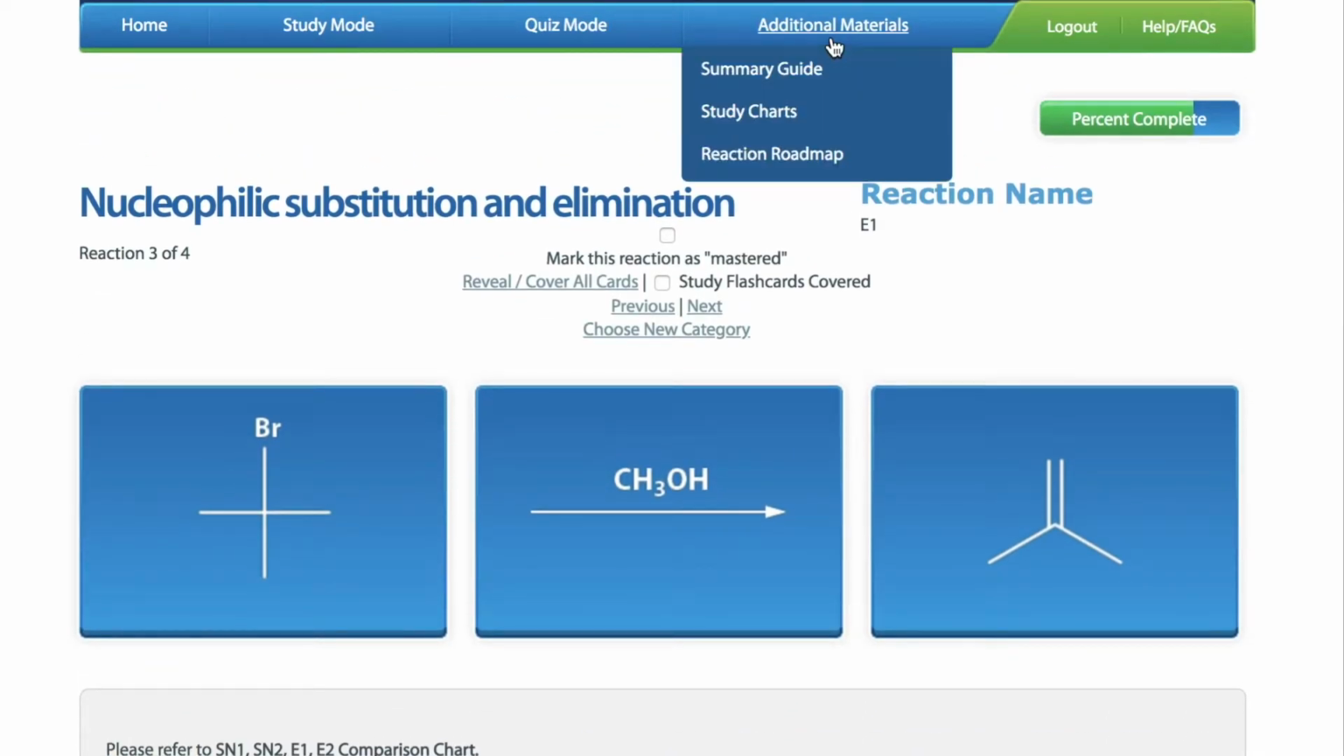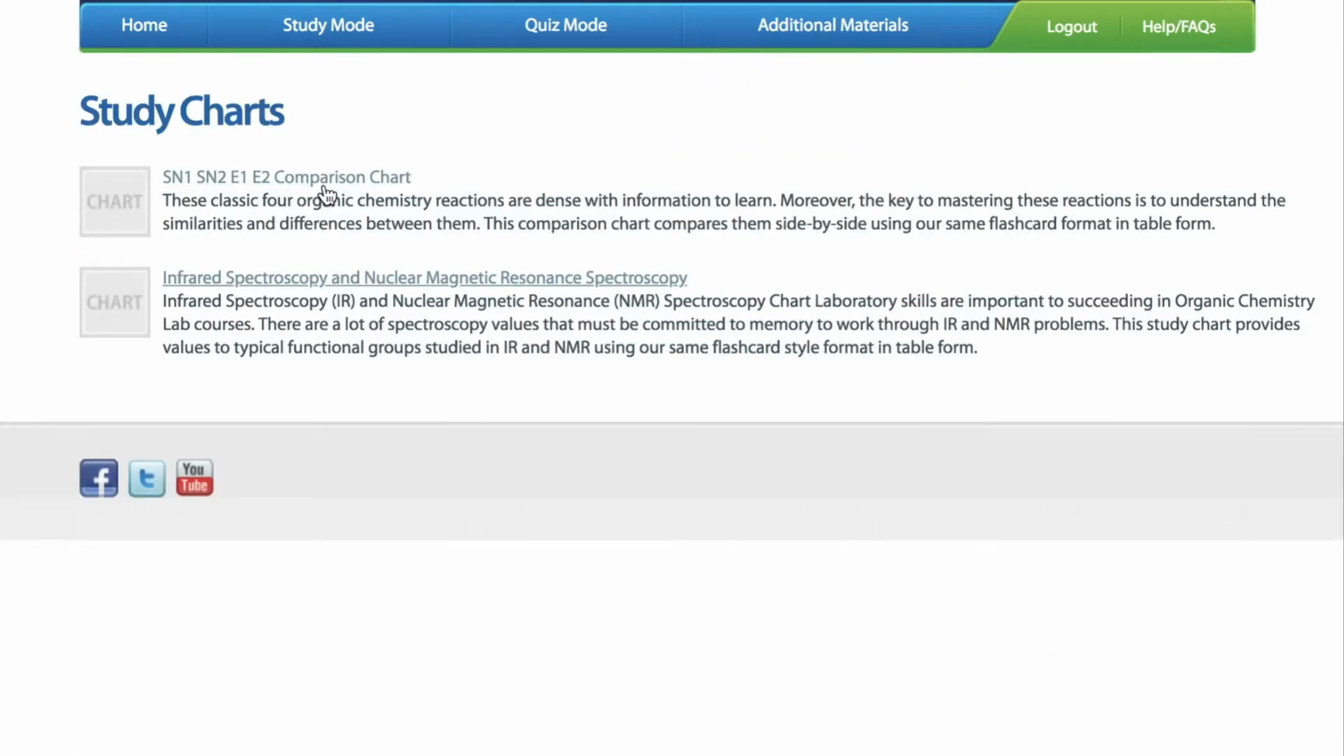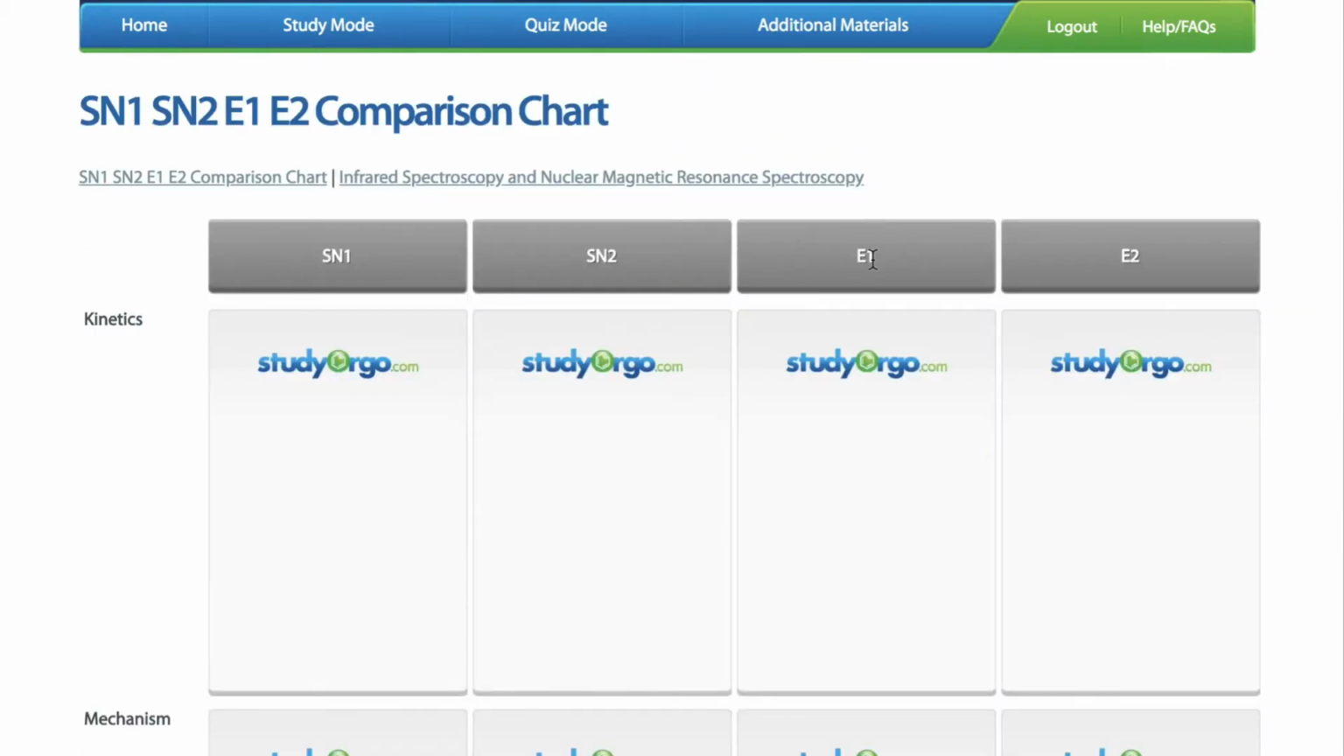By clicking on the Additional Materials tab in the Study Charts link, you will see the E1 and E2 comparison chart. The E1 and E2 reactions, as well as the SN1 and SN2 reactions, are organized on the top, and the variables you will need to consider are located on the left. Let's take a look at the first variable.